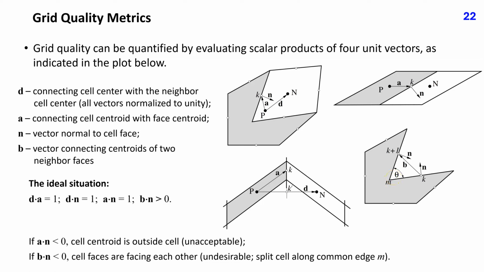In an ideal situation, for example, on a uniform Cartesian grid, the scalar products of these unit vectors result in the following relations: d dot a equal 1, d dot n equal 1, a dot n equal 1, and b dot n greater than 0. If a dot n is less than 0, the centroid is outside the cell, as in this case, which is unacceptable. If b dot n is less than 0, the neighboring cell faces are facing each other, which is undesirable. If such a situation is encountered, the cell should be split along the edge M, common to the two neighboring faces.